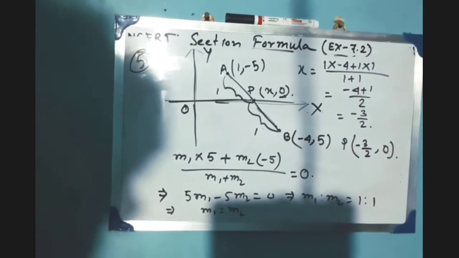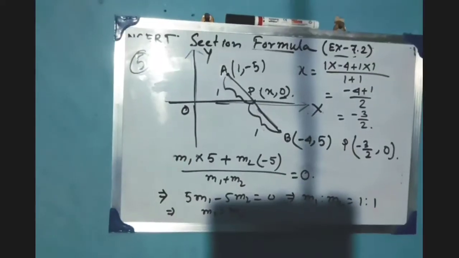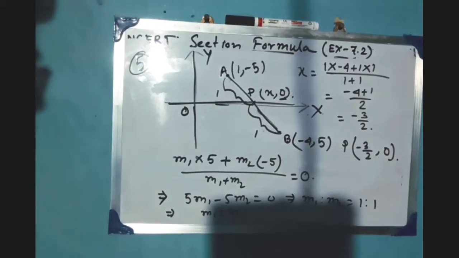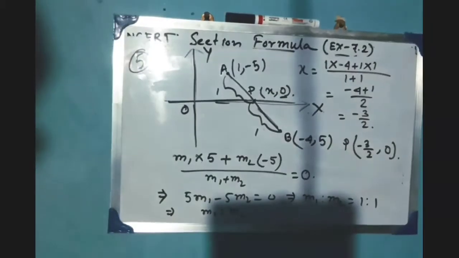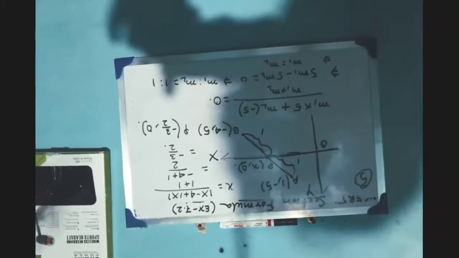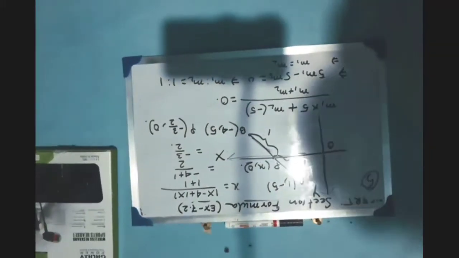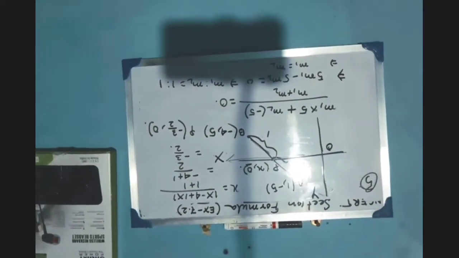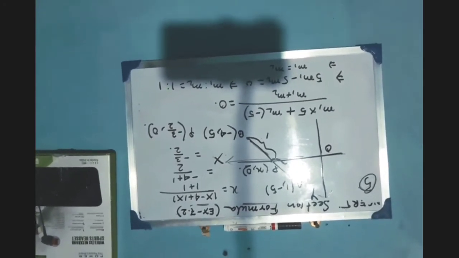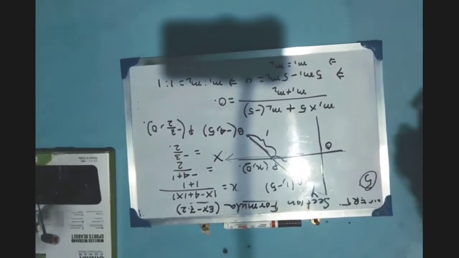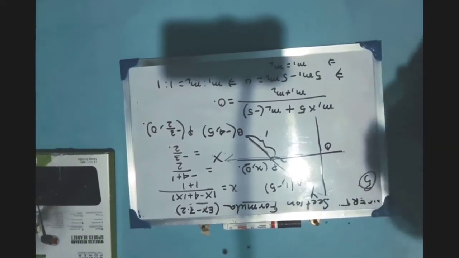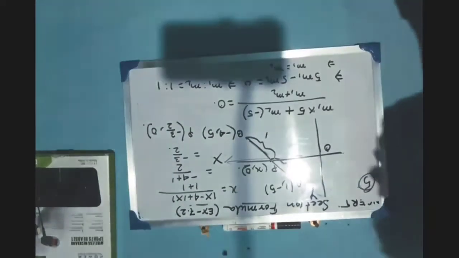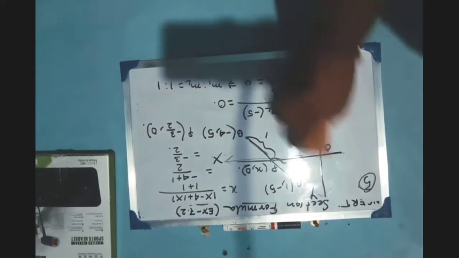So without delaying the time, I'm starting the portion. As you can see, we have done up to question number 5, and now we will start from question number 6, exercise 7.2 NCERT book. Now what is given in question number 6?